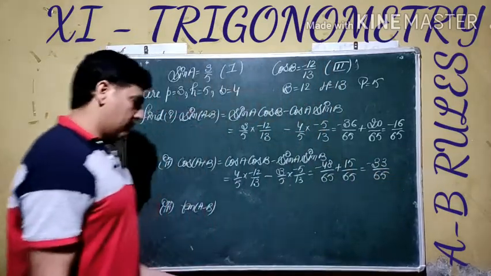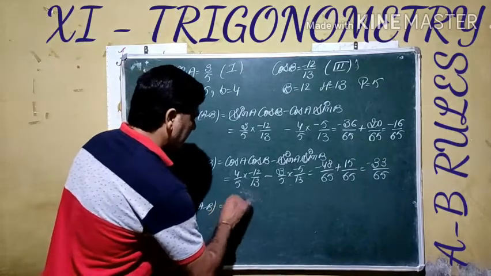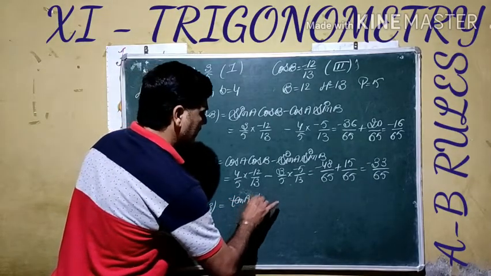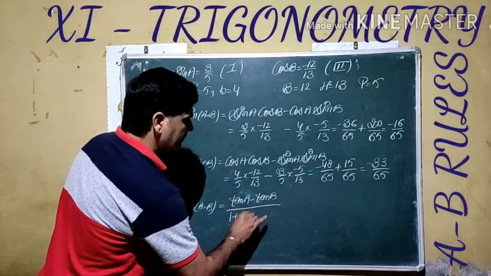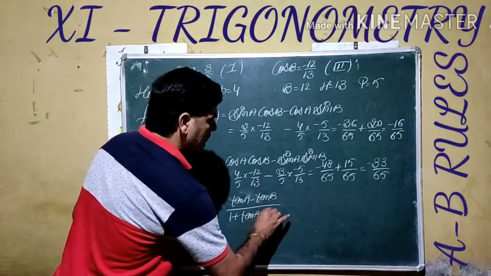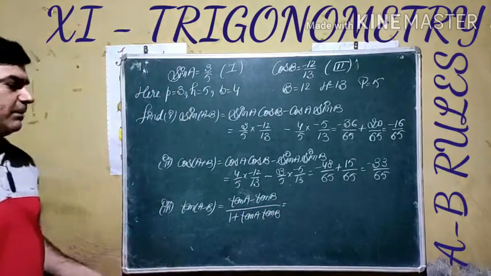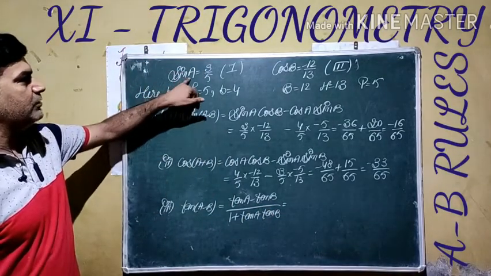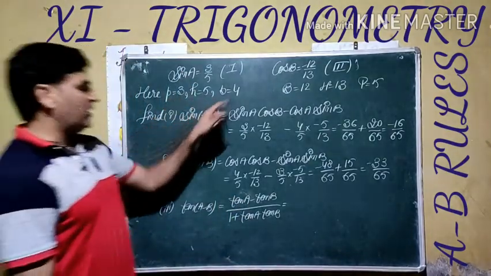If we solve them by taking LCM, finally we get -33/65. Now we are moving towards our third part, tangent of A minus B. Our rule is tangent A minus tangent B divided by 1 plus tangent A tangent B. Now we have to see according to tangent. We know that tangent of theta is given by P by B. First of all, we are going to use the A value. Tangent A, P by B, means 3/4.